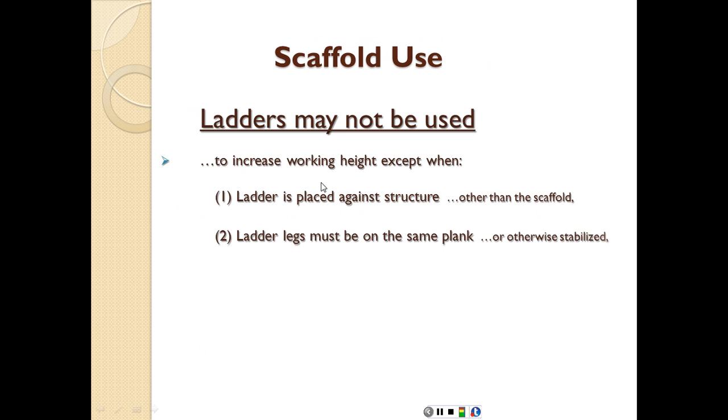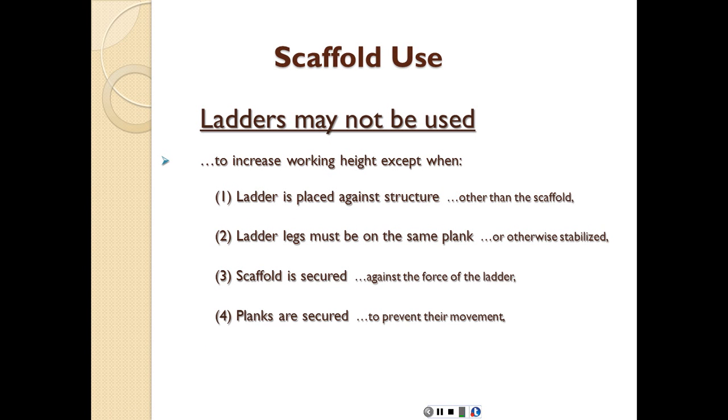Ladders may not be used to increase working height except when, if you're working already on top of a scaffold and you want to reach a higher elevation, the ladder is placed against a structure which provides stability other than the scaffold. Ladder legs must be on the same plank, again to make sure that it's stable and not going to shake. The scaffold is secured against the force of the ladder, because that's going to create a concentrated load on the planks of the scaffold. Planks are secured to prevent their movement, and the ladder legs are secured to prevent slippage. If you do not have all of these conditions, you cannot work on a ladder on top of a scaffold.